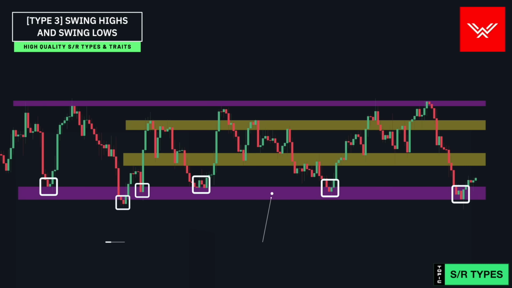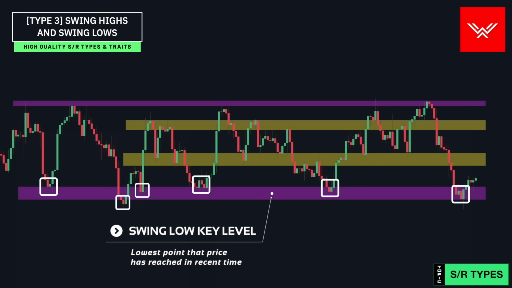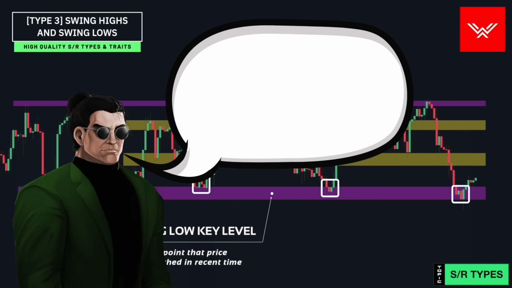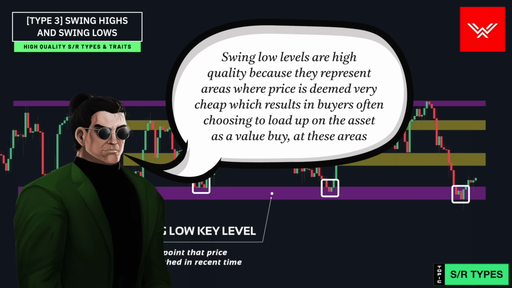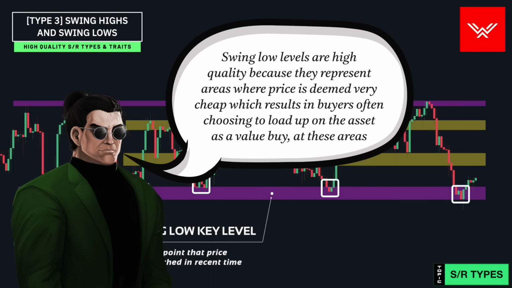These reversal points at the bottom here give you your swing low level, as it is the lowest point that price has reached in recent time. Swing low levels are high quality because they represent areas where price is deemed very cheap, which results in buyers often choosing to load up on the asset as a value buy at these areas.